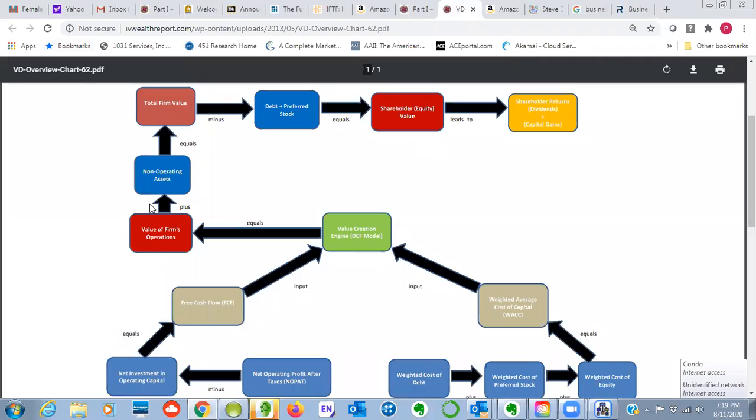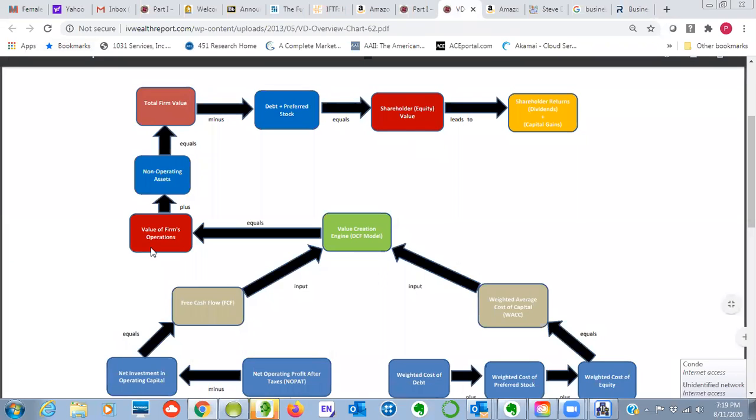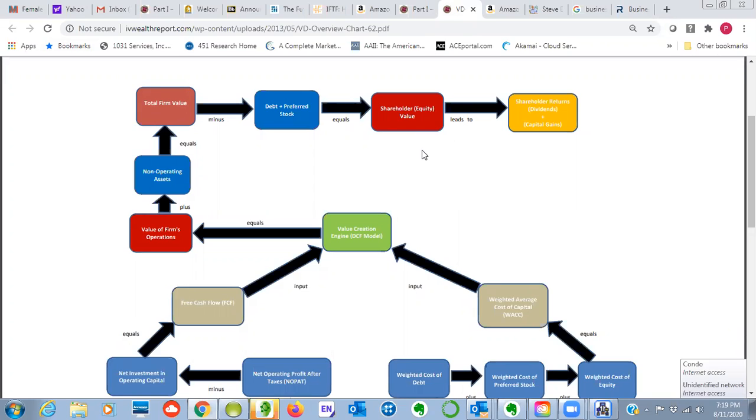So the three red boxes are the value boxes. The value of the firm's operations is technically the intrinsic value. Then you have the total firm value. And then the ultimate thing, because that's what keeps all of our bosses, the shareholders, happy, is creating that shareholder value. If we've done our job right and we're able to communicate that to the world, then the market will recognize our efforts. The market price, or if you're a private enterprise, the price you get for the firm, should follow that intrinsic value pretty closely.